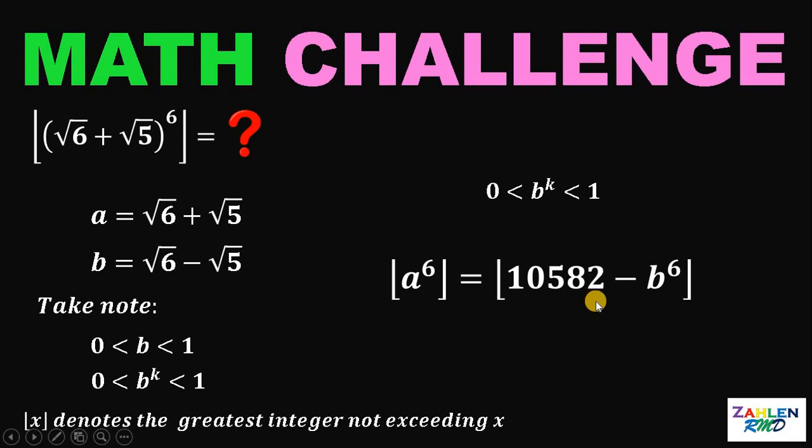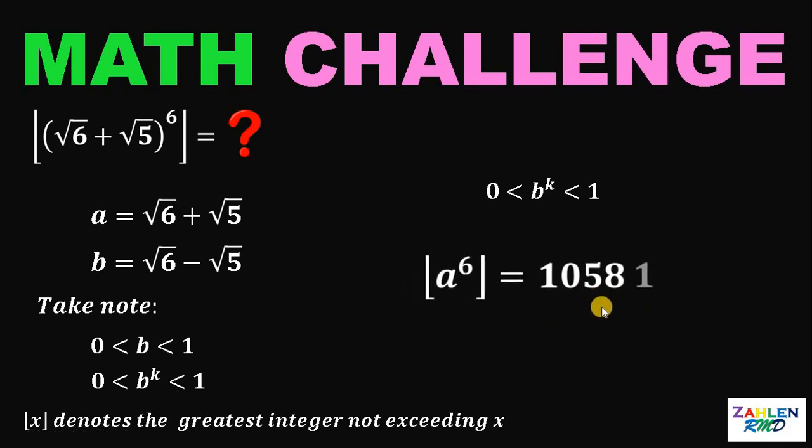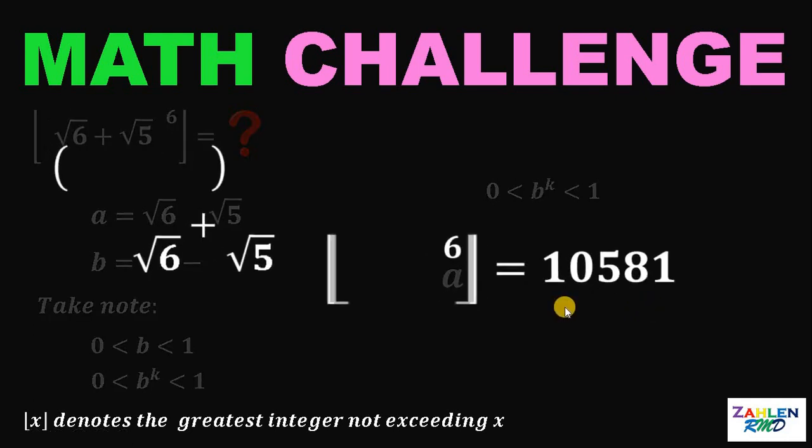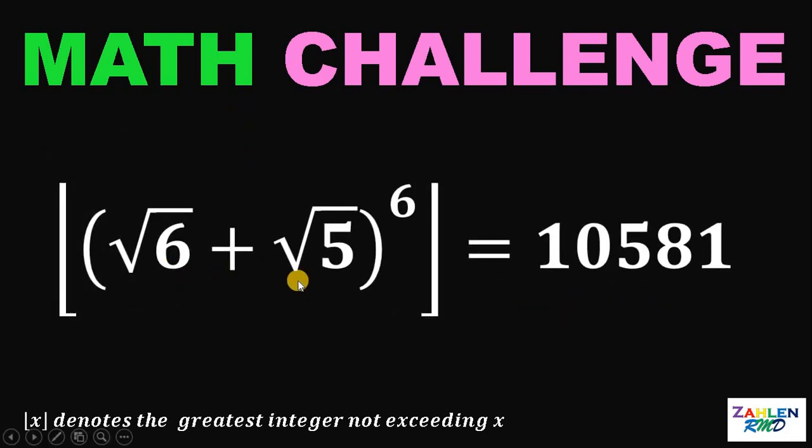Therefore, if we get the floor value of the number on the right-hand side, this will give us 10,581. Therefore, the floor value of square root of 6 plus square root of 5 raised to 6 is simply 10,581. And, as always, we are done.